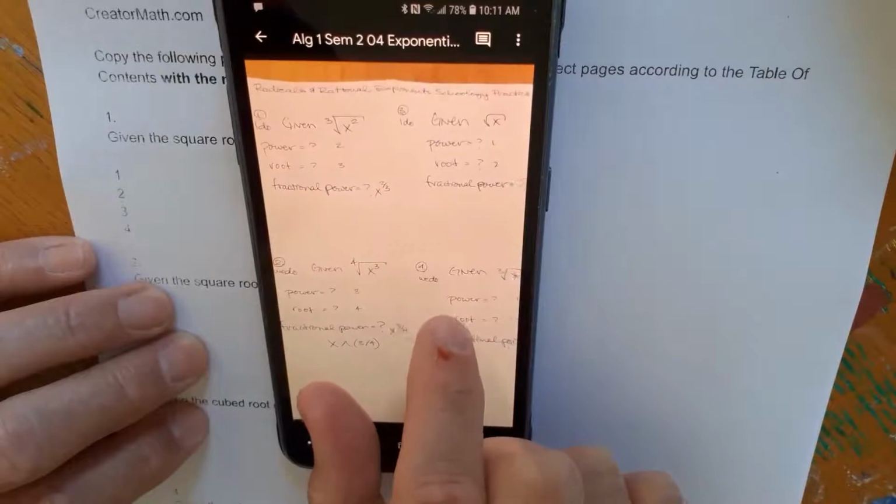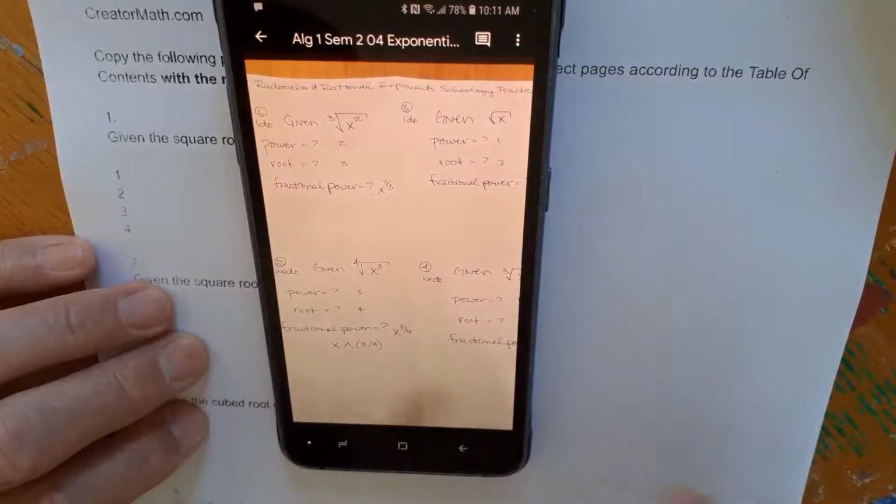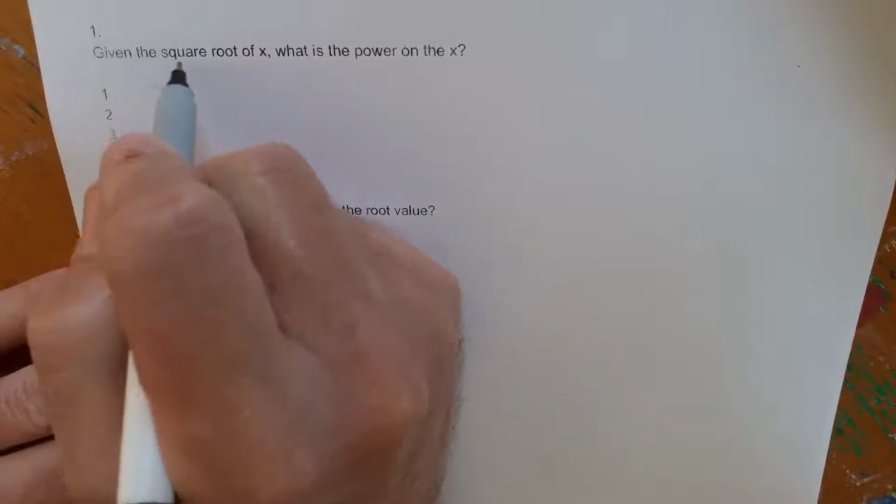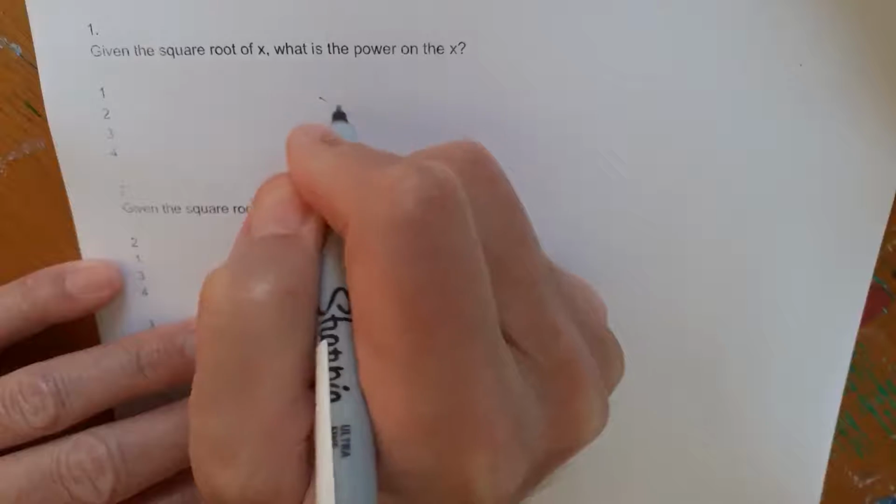What else do we have? Some sample problems you're going to copy into your comp book, and then you're going to use these to do these problems, either on this worksheet or on Schoology or some other format maybe. So let's start with the first. Given the square root of x. So here's an x. And the square root. That's a square root symbol.